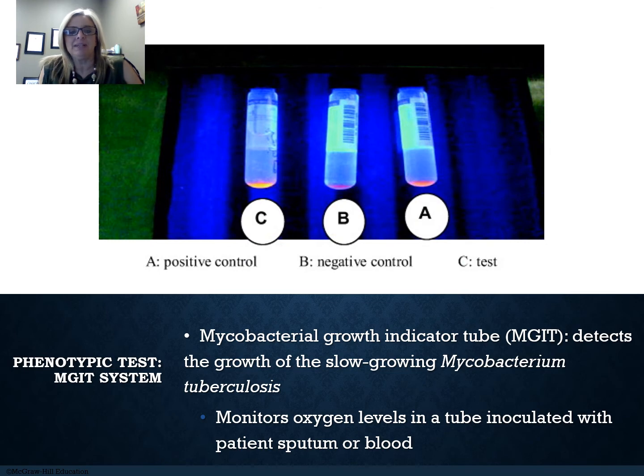Here is another phenotypic test. This is the MGIT, Mycobacterial Growth Indicator Tube. Fancy name there. This is going to detect the growth of the slow-growing Mycobacterium tuberculosis, all right? And so this is going to monitor the oxygen levels in a tube that's inoculated with the patient's sputum or blood. And then there's a silicone chip at the bottom of the tube that is actually impregnated with a fluorescent substance that is sensitive to oxygen levels. And it will actually fluoresce as oxygen levels in the medium decrease. And so automated machines then will give a visual and audible signal so a positive culture can be easily identified.